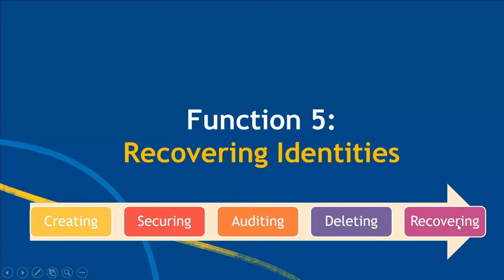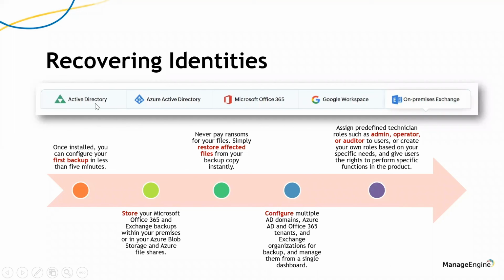Last point, okay, recovering identities. Now, AD360 has this recovery piece, okay, that can help you back up and recover not just Active Directory, but also Azure, M365, Google Workspace, and on-premise, okay? Now, it helps you store your backup either local or you can even store it in the cloud, right? So if at all your files are infected, okay, and you'd like to recover from that infection, you can very well use the backup that you have either in the local or on the cloud to get back on your feet and then move forward, right?